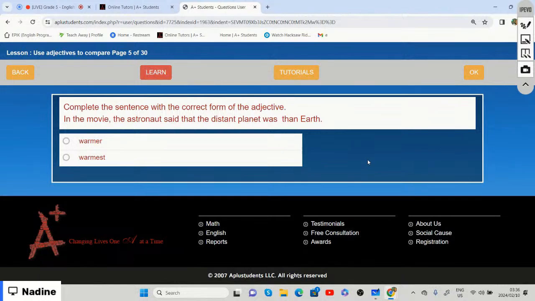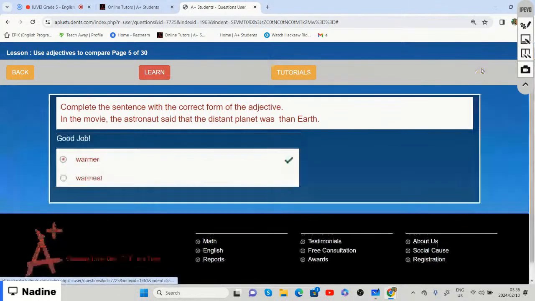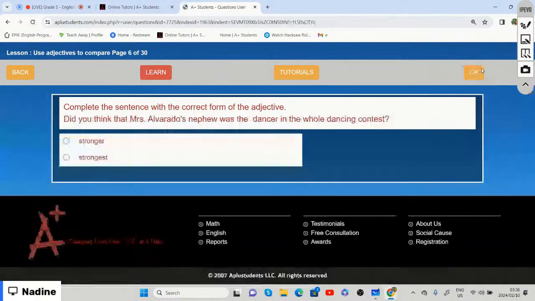So in the movie, the astronauts said that the distant planet was warmer than Earth. And yes, warmer is correct. So well done. Warmer is correct because remember, we're only comparing that to one planet. And do you think that Mrs. Alvarado's nephew was the stronger or the strongest dancer in the whole dancing competition?